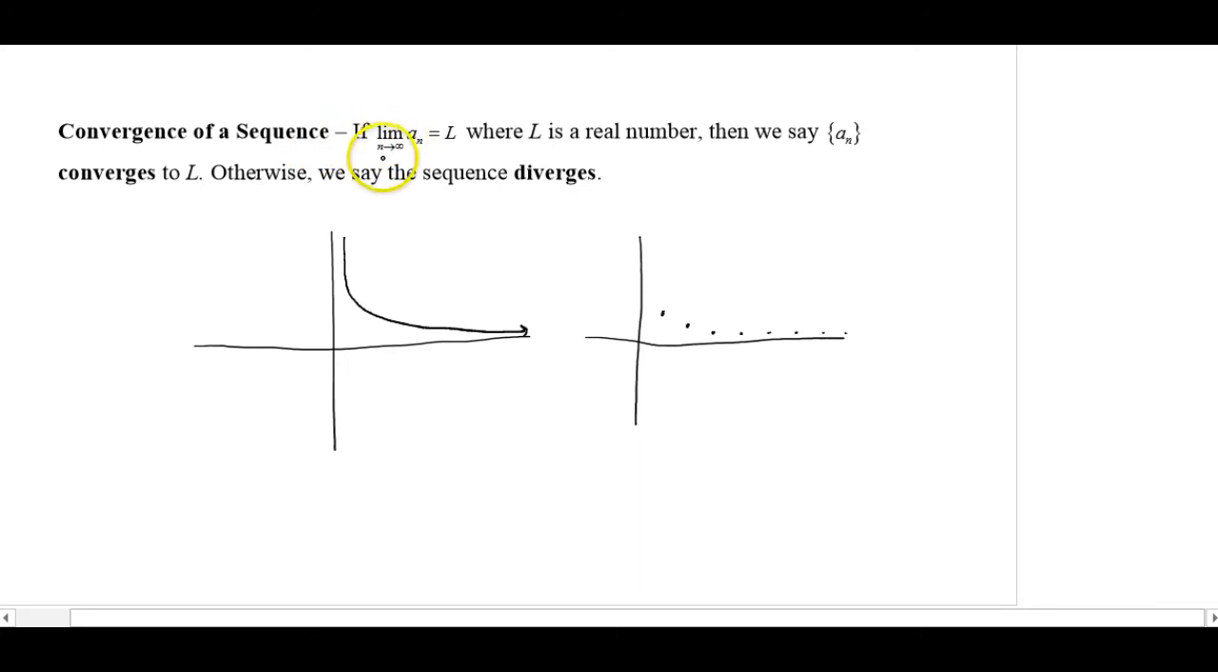So if the limit as n goes to infinity, so as we look out really far into this sequence, if all of those numbers in the sequence get close to some number L, then we say that the sequence a sub n converges to L. Otherwise, we say the sequence diverges.